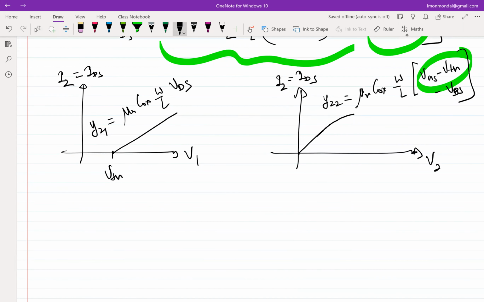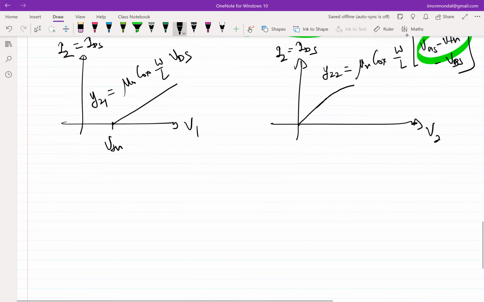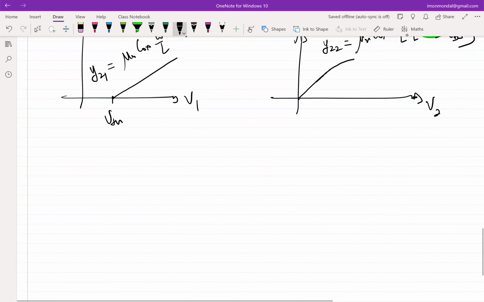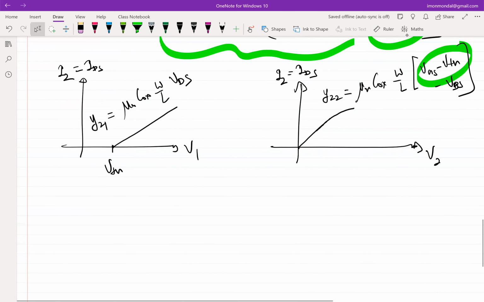Now we are on the right track, but let's see. What happens when VDS is exactly equal to VGS minus VTH in this model? What does Y22 look like? It goes to 0, right? So it looks like we are on the right track. So we have to see what happens to the device when VDS becomes exactly equal to VGS minus VTH. So let's go there.